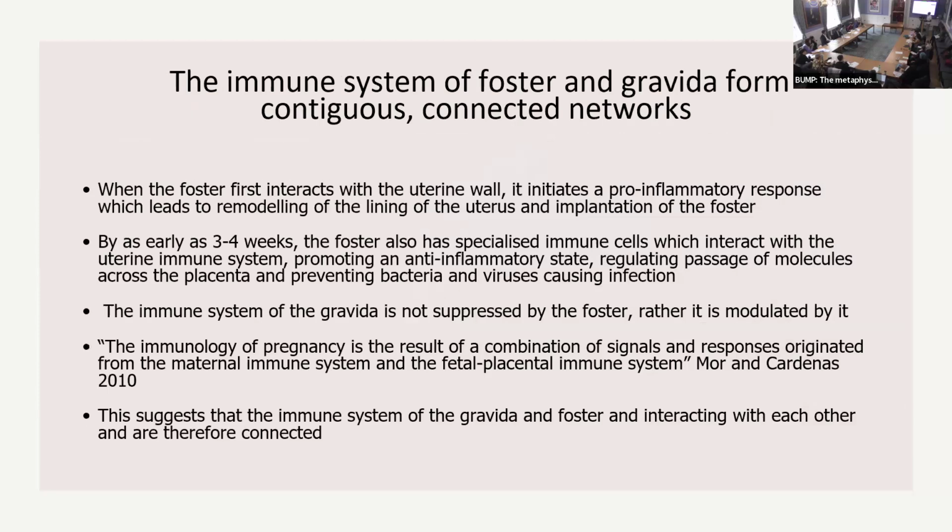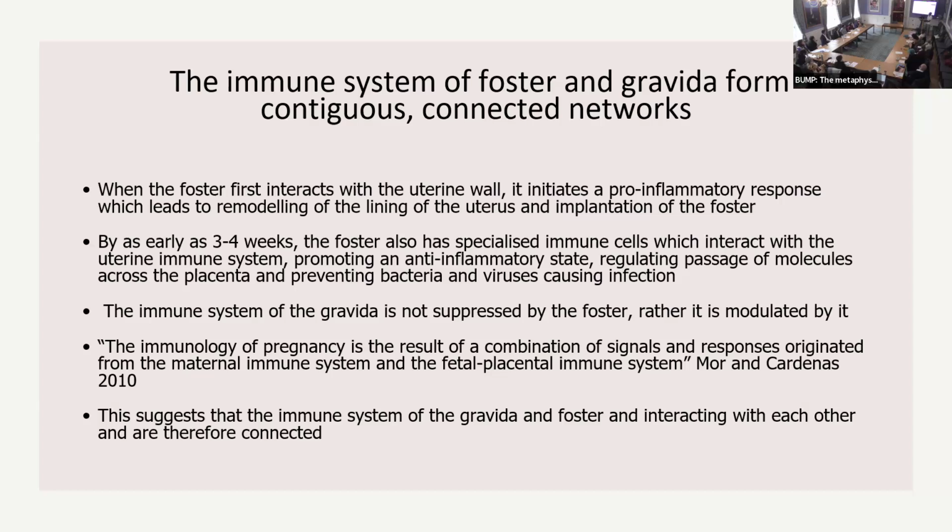I said no immunology, but when the foster first interacts with the uterine wall, it initiates this pro-inflammatory phase, right? So the foster presents molecular markers that mark it out as another human cell or group of cells, distinct from the gravida's own cells. In the same way that if you had a kidney transplant from someone else, your immune system would recognize those same histocompatibility markers, and in your case, your immune system would proceed to reject it. So it's a mystery, or at least it was a mystery, why this doesn't happen in the case of the gravida.